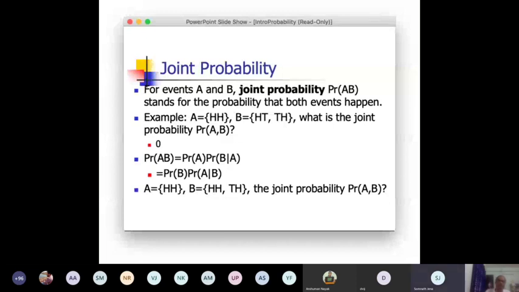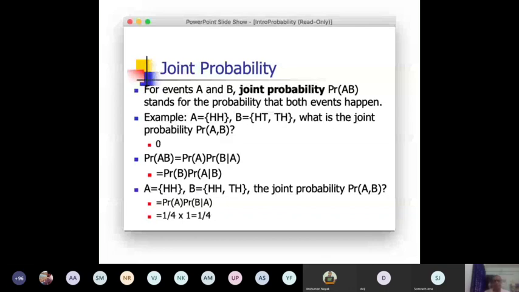What is the probability of A? Probability of A is 1 by 4 into probability of B given A. What is the probability of B given A? That is equal to 1, right? Is it clear? Somebody said 1 by 2. Is it clear now? Yes, sir. Okay.